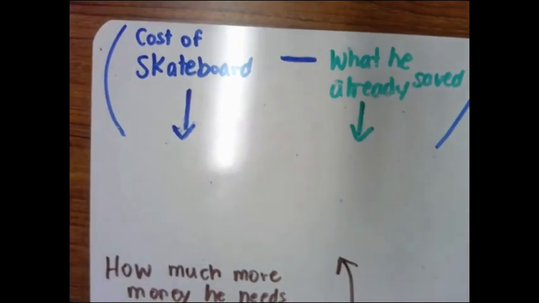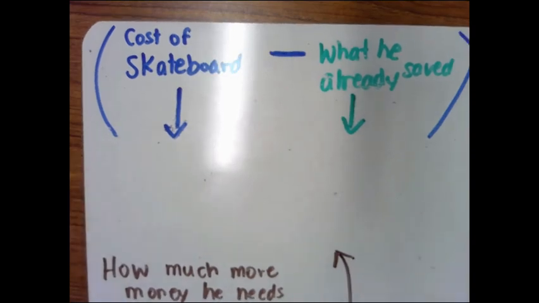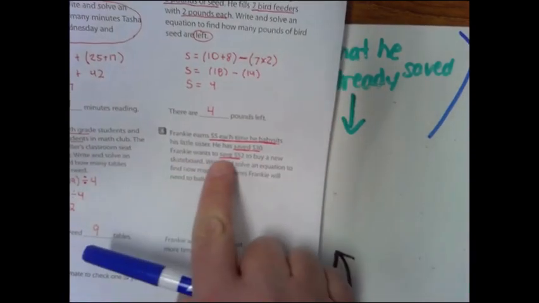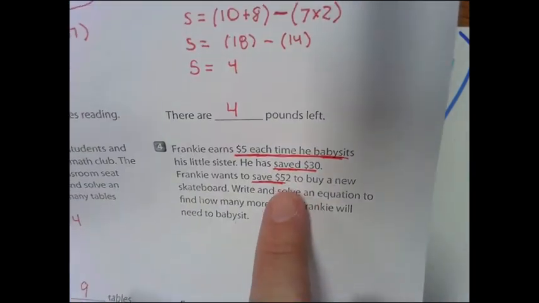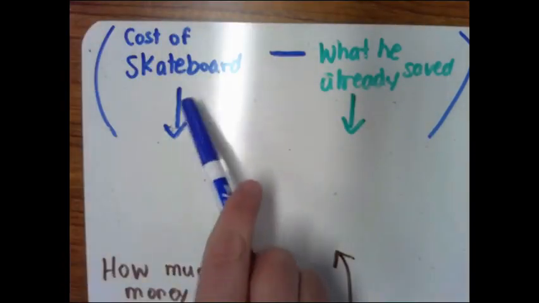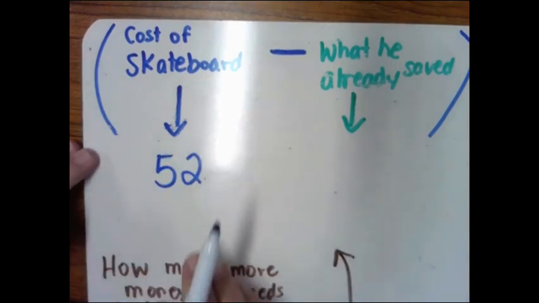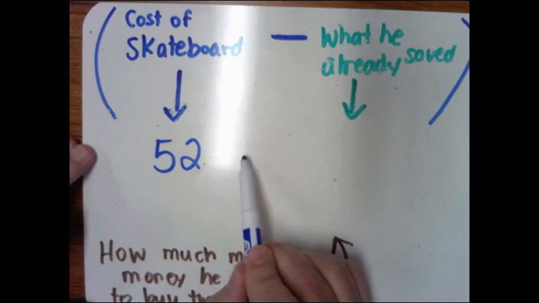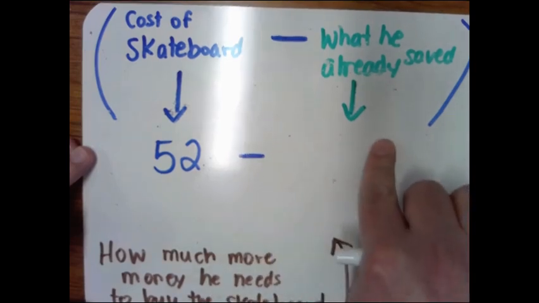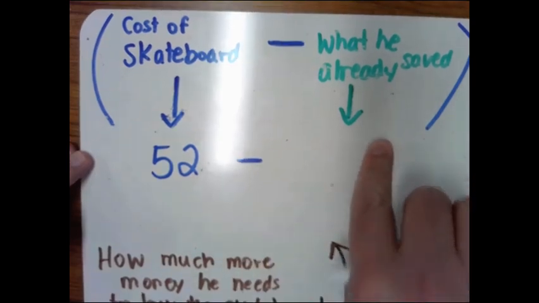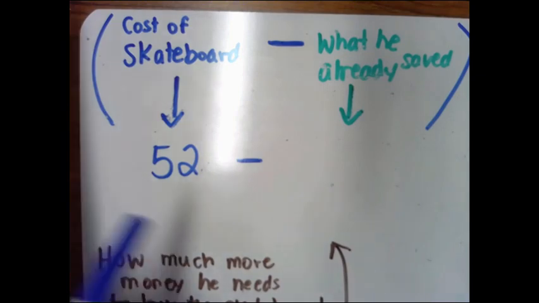So what we need to start with is what the skateboard costs, because that's his goal. So that's his goal and how much he wants to save. So according to the problem, he wants to save $52, let me put up here, to buy a new skateboard. So that's what the skateboard costs. We're going to start with that, $52. Now, we're going to subtract what he's already saved. Okay, so he's already saved, according to the problem, $30.